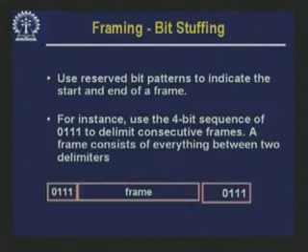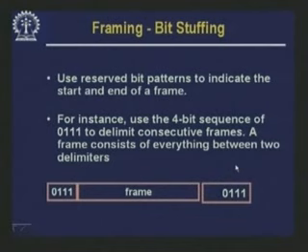One of the better techniques is known as bit stuffing. Suppose we use reserved bit patterns to indicate the start and end of a frame. For instance, use the 4-bit sequence 0 1 1 1 to delimit consecutive frames. A frame consists of everything between 2 delimiters. So you have one delimiter on one side, 0 1 1 1, and then the frame, and then the other 0 1 1 1. As soon as you get a 0 1 1 1, you know that a frame is starting, and as soon as you get another 0 1 1 1, you know that a frame has ended. So this way we can know the beginning or the end of a frame.